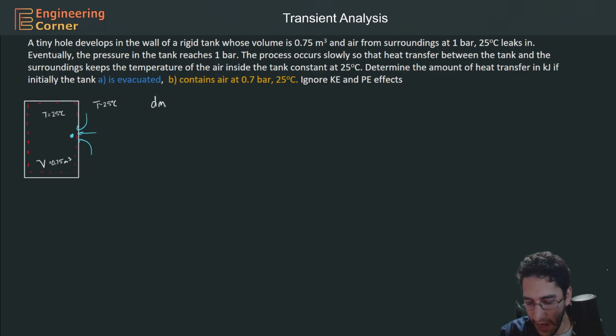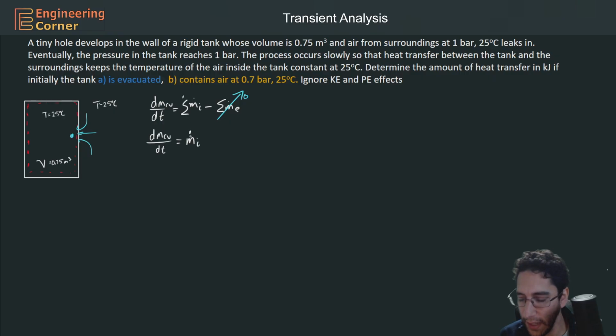So the change in mass over time of my control volume is going to be equal to the sum of my mass flow rates that are going in minus the sum of my mass flow rates that are leaving. Now, we only have air that's going into our control volume. We don't have anything that's leaving, so our exit is going to go to 0. And we only have one hole, so we only have one inlet. So the farthest we can simplify this right now is the change in mass of my control volume, dm/dt, is equal to m_i, my mass flow rate that's going in.